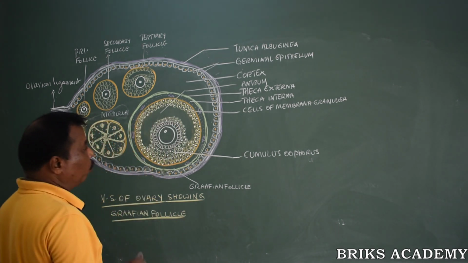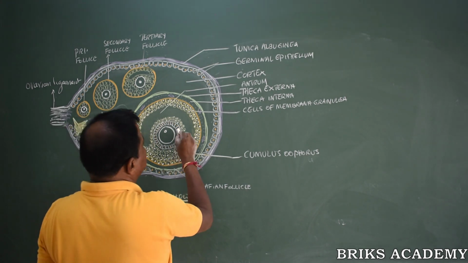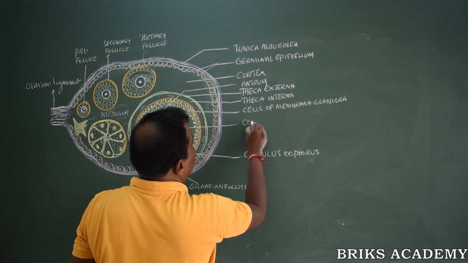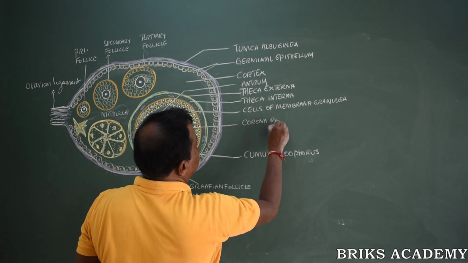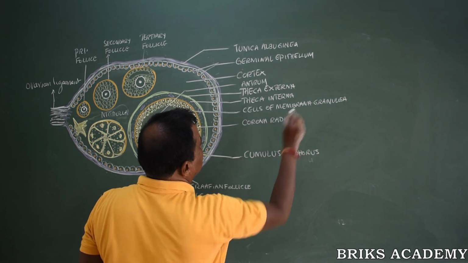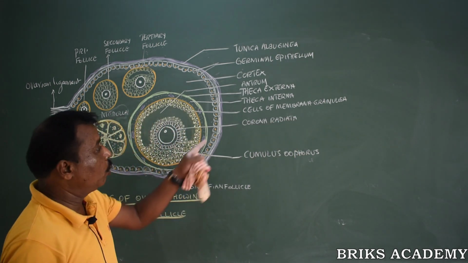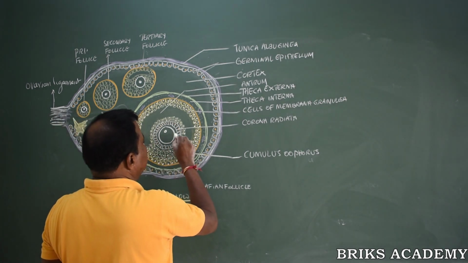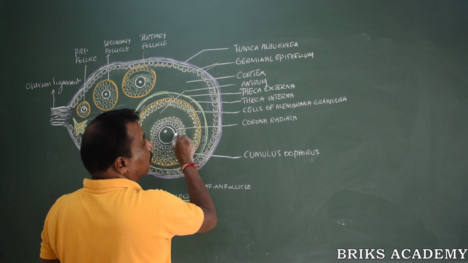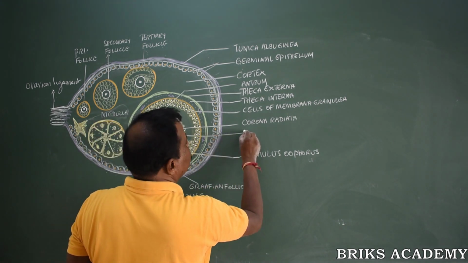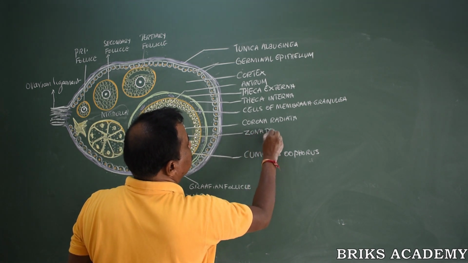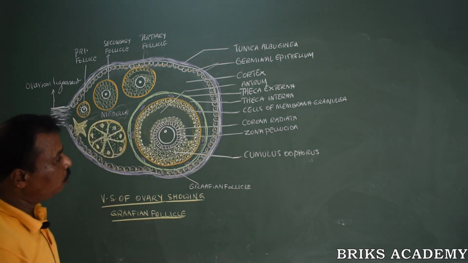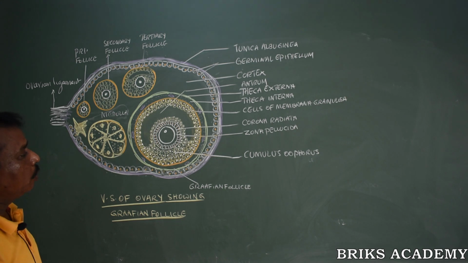We will study those later. Now, this ovum is protected by one layer called the corona radiata. The innermost layer of the cumulus oophorus is called the corona radiata. It is made up of columnar cells, and a clear zone between the egg membrane and the corona radiata is called the zona pellucida. The zona pellucida is not a cellular layer, it is a gelatinous layer.